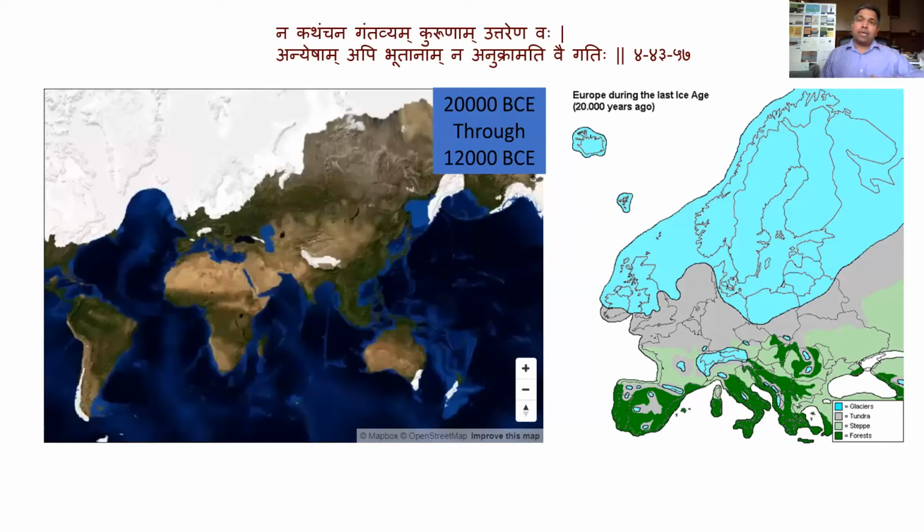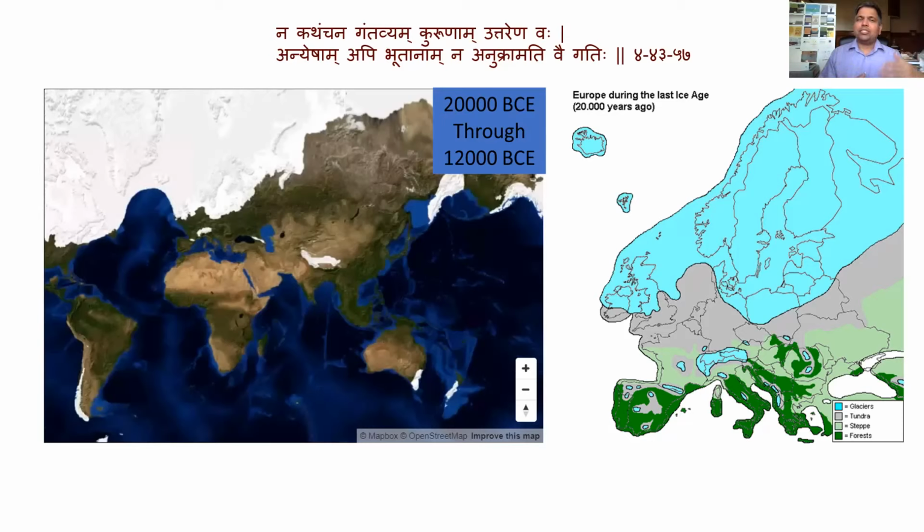While he is describing the geography all the way to the Arctic Sea, he's actually asking them not to go anywhere close to it. In fact, he gives them the upper boundary, the northern boundary. He says, Na katham chan gantavyam kurunam uttarenava. Do not go beyond the Uttara Kuru, which is, as I said, the east of the Caspian Sea, Kyrgyzstan, Uzbekistan, and northern parts of Afghanistan, and the western part of China. He says, do not go beyond that point. It's very difficult to go there. And if you go beyond that point, it's even harder to come back.